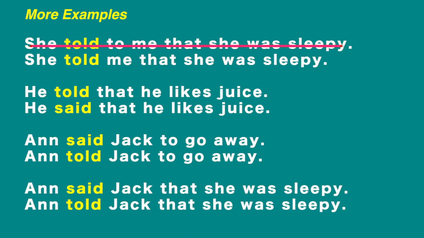Remember, she told to me that she was sleepy is incorrect. She told me that she was sleepy is correct. He told that he likes Jews is incorrect. He said that he likes Jews is correct.